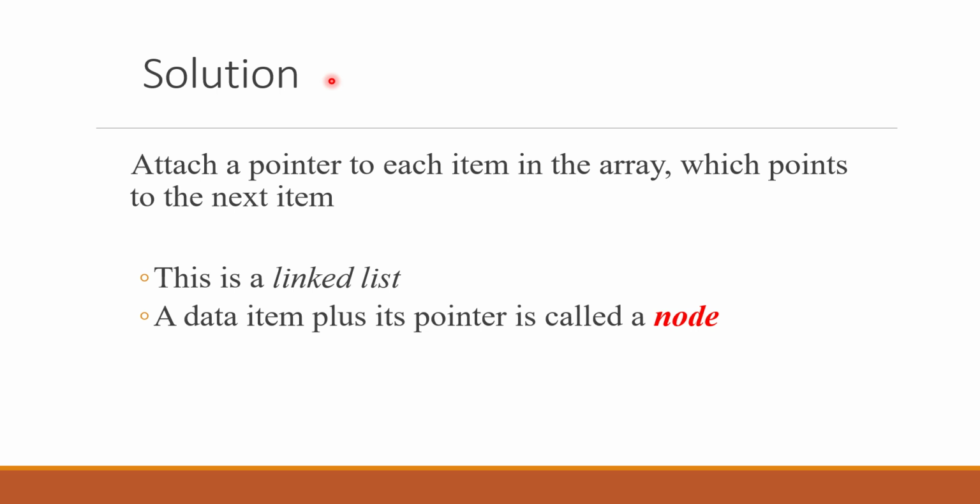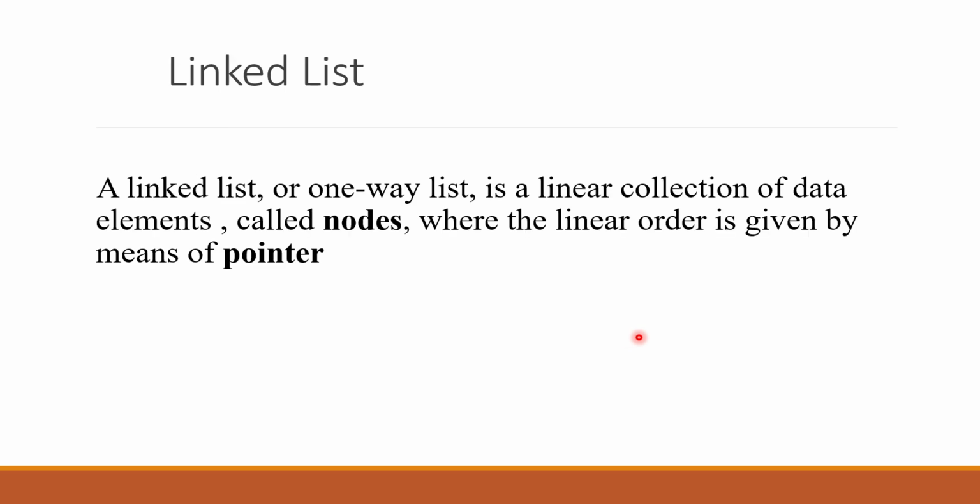To solve this problem, we have a solution that we can attach a pointer to each item in the array which points to the next item. This is the linked list. A data item plus its pointer is called a node. A linked list or a one-way list is a linear collection of data elements called nodes, where the linear order is given by means of pointer.